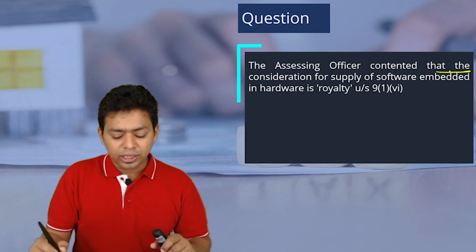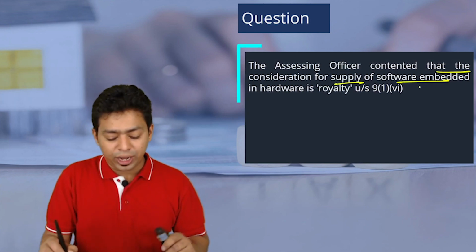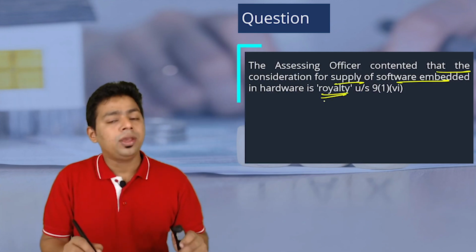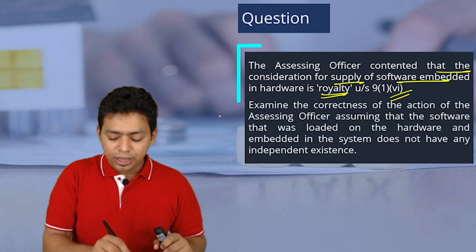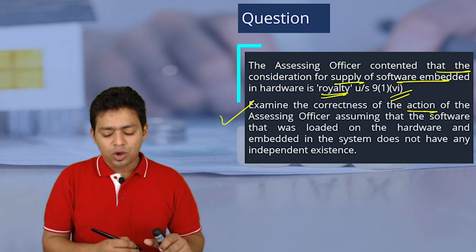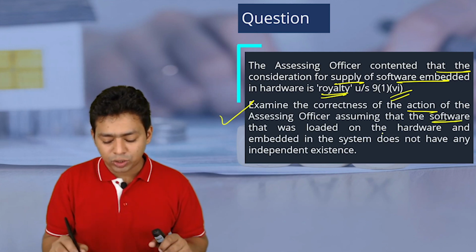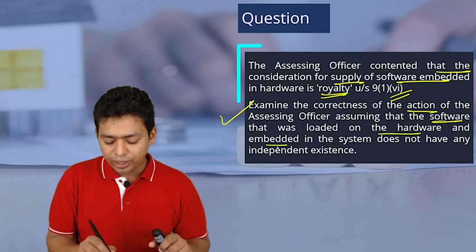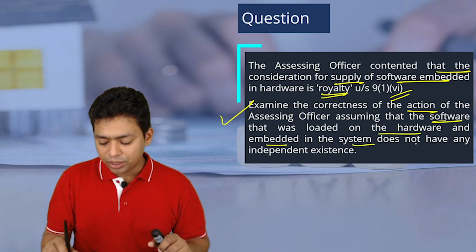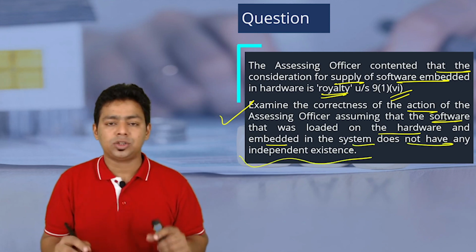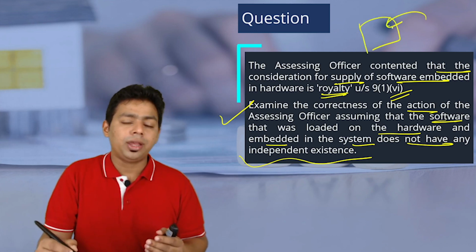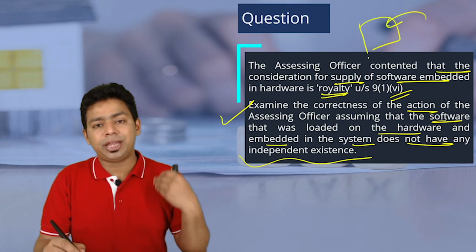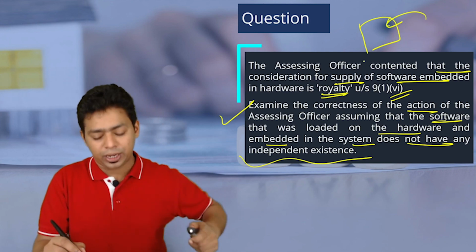The AO contended that the consideration for supply of software embedded in hardware is a royalty, and if it is a royalty, section 9(1)(vi) will be applicable. Examine the correctness of the action of the AO, assuming that the software that was loaded on the hardware and embedded in the system does not have an independent existence. So that software does not have any independent existence. Because it is loaded on the hardware, it has some kind of existence. Otherwise, independently, you cannot sell the software separately.